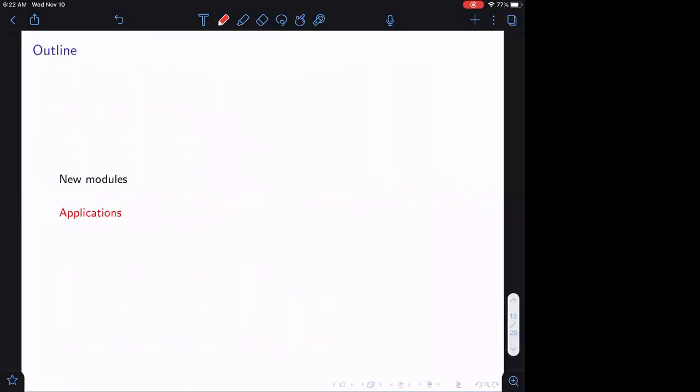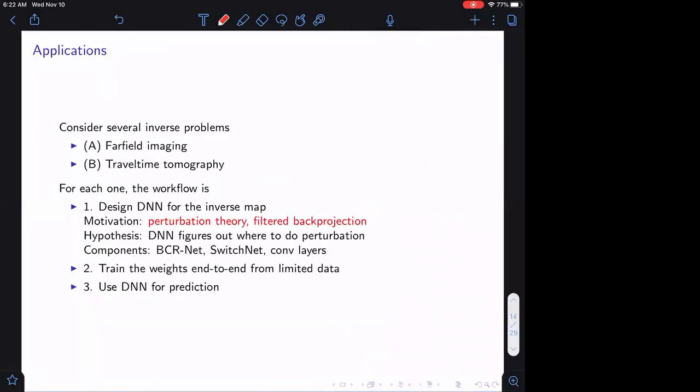Okay. Now, with these two modules available, one based on the pseudo-differential operator and the other based on the Fourier operator, we can start talking about applications. In the rest of the talk, I'm going to talk about two applications. One is so-called far field imaging, and the other is called travel time tomography. For each of these applications, the workflow is roughly as follows. We look at the inverse map from the analytical point of view, and then based on this analytical point of view, we design neural networks.